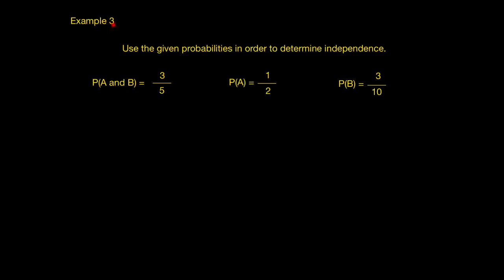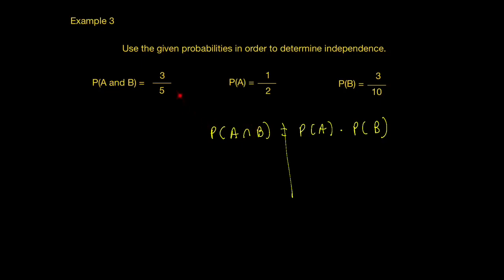So here, example 3. Use the given probabilities in order to determine independence. So let's draw our skeleton here. Our new formula says that the probability of A and B must equal the probability of A times the probability of B. And if we get the same thing on both sides of this equation, then we can say that the events are independent. If the left-hand side does not equal the right-hand side, then we say the events are not independent.